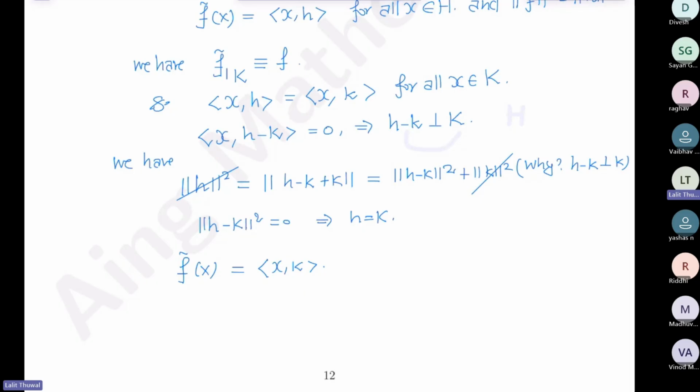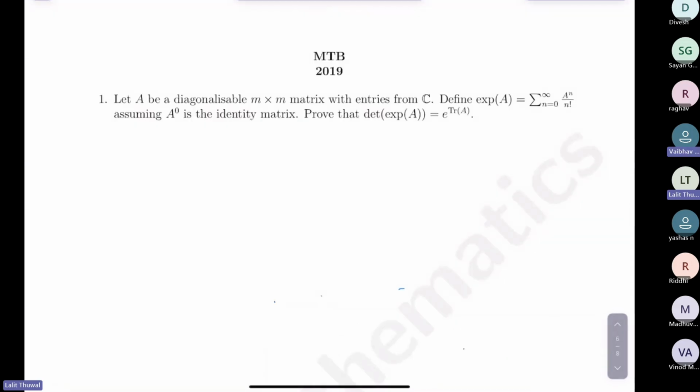If you have some vector which is perpendicular to the full subspace, say that H is the subspace, then we conclude that it is a 0 vector. But this h minus k need not lie inside K. K is a subspace, and the vector is perpendicular only to K, not the full space. Otherwise h minus k would be perpendicular to itself, and a vector perpendicular to itself is a 0 vector, right? Yes, sir. Thank you, sir. So I hope that answers your question.